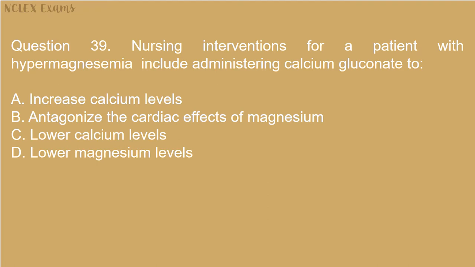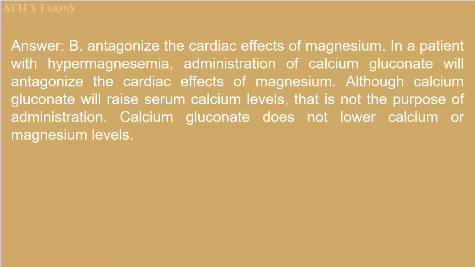Question 39. Nursing interventions for a patient with hypermagnesemia include administering calcium gluconate to A. Increase calcium levels. B. Antagonize the cardiac effects of magnesium. C. Lower calcium levels. D. Lower magnesium levels. Answer B. Antagonize the cardiac effects of magnesium. In a patient with hypermagnesemia, administration of calcium gluconate will antagonize the cardiac effects of magnesium. Although calcium gluconate will raise serum calcium levels, that is not the purpose of administration. Calcium gluconate does not lower calcium or magnesium levels.